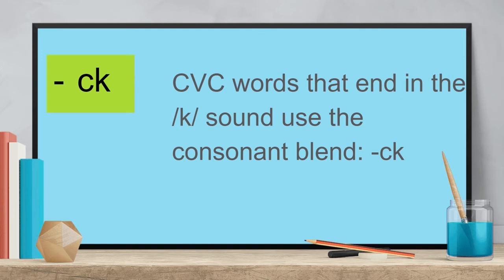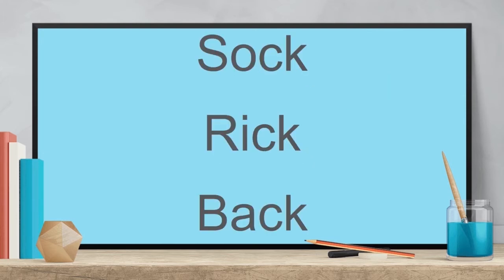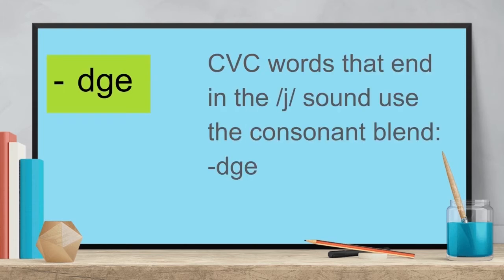The next spelling rule has to do with when you want to make the k sound at the end of a CVC word. When you do that, you have to use the consonant blend CK. Words that fit this are sock, rick, and back. All of these words have three sounds because the C and the K work together to make one sound.